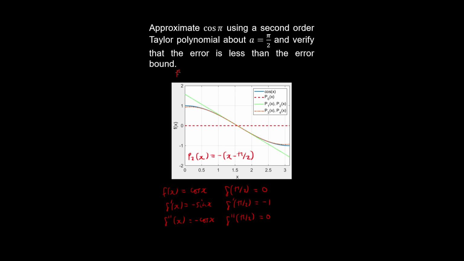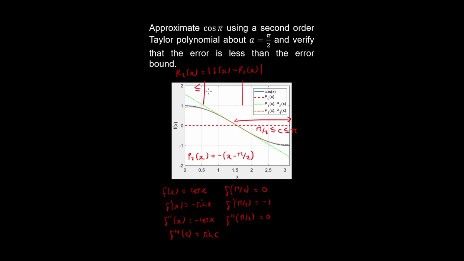So the error is basically the remainder of our second order polynomial approximation. So that's the difference between the exact value of the function and our polynomial approximation. And that must be less than or equal to our error bound. So for the error bound, we evaluate the derivative of our next term at some value c, and this value c is between a and x, because we want to maximize the error bound.